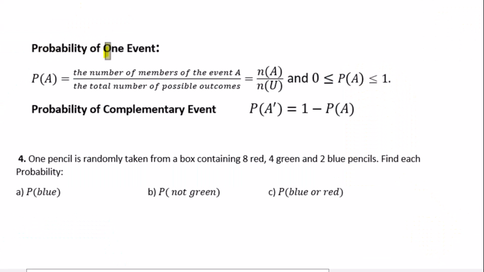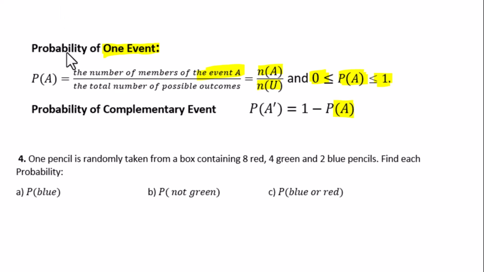Probability of one event. Probability of A equals the number of members of the event A over the total number of possible outcomes. Basically, it's the universal set. As we know, the probability is always between 0 and 1. Probability of A prime equals 1 minus probability of A.